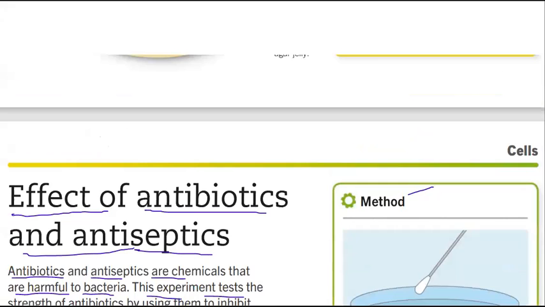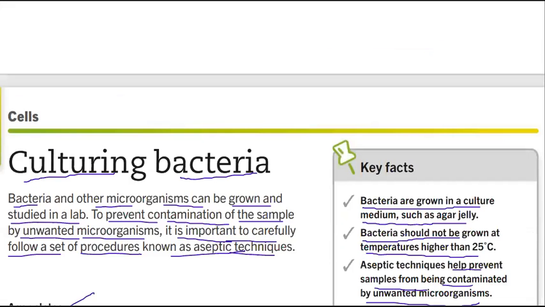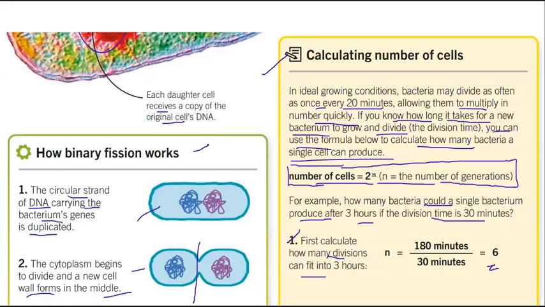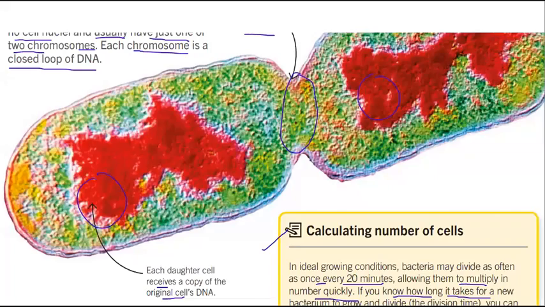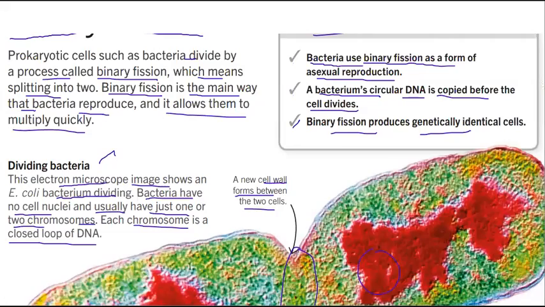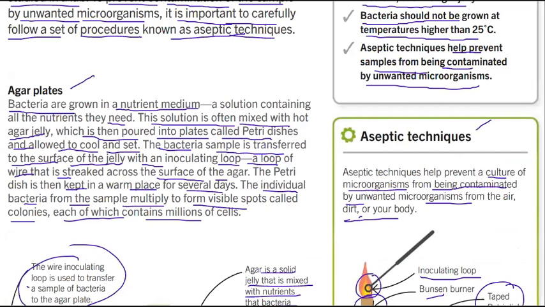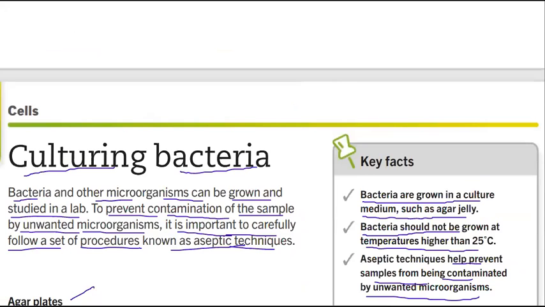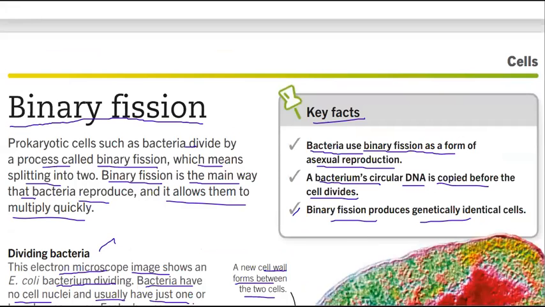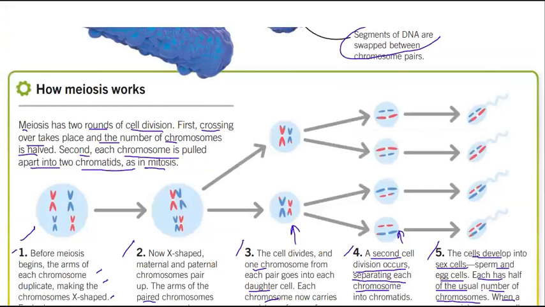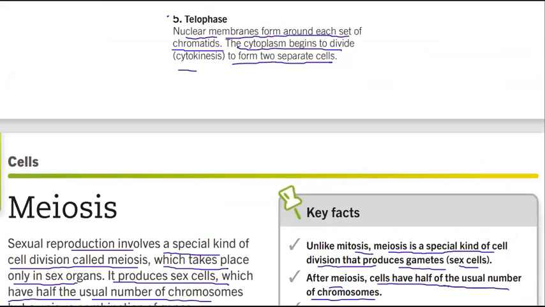Okay, dear students, this is about cell biology. We have discussed all this information, that is binary fission. What is binary fission, and what is culturing bacteria? What are the effects of antibiotics? What is meiosis? What is mitosis?